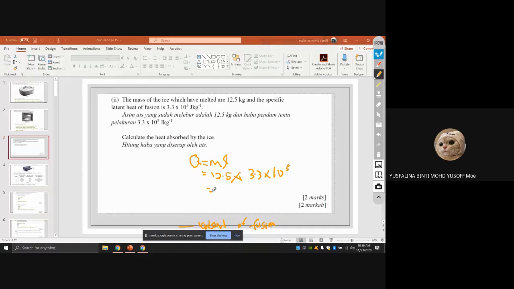Just use your calculator. You get 4.125 times 10 to the power of 6 joule. So this is the answer. All right, the next one.